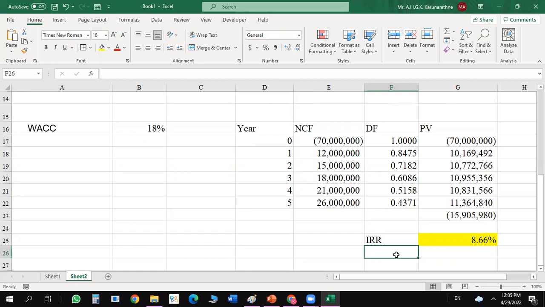You are supposed to have this already. I know you have already studied this concept. So accordingly, what is the IRR decision rule? You know the NPV decision rule.